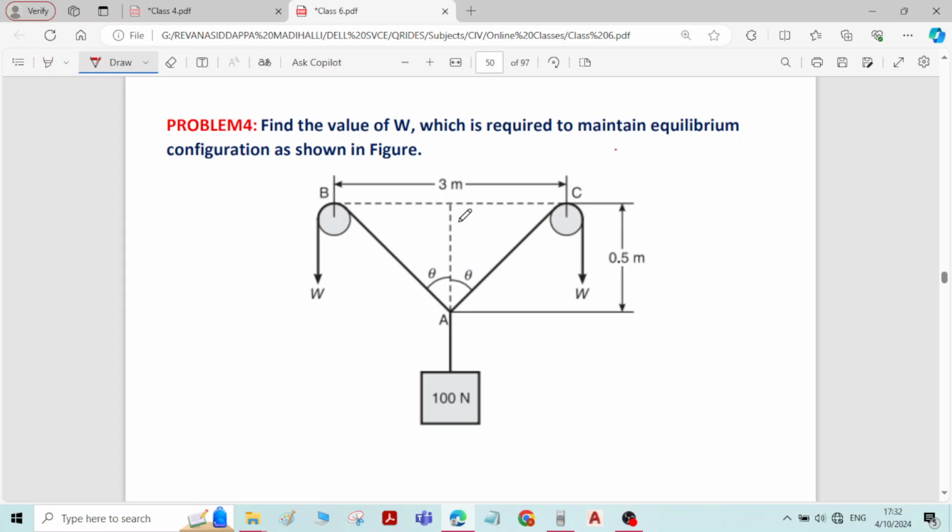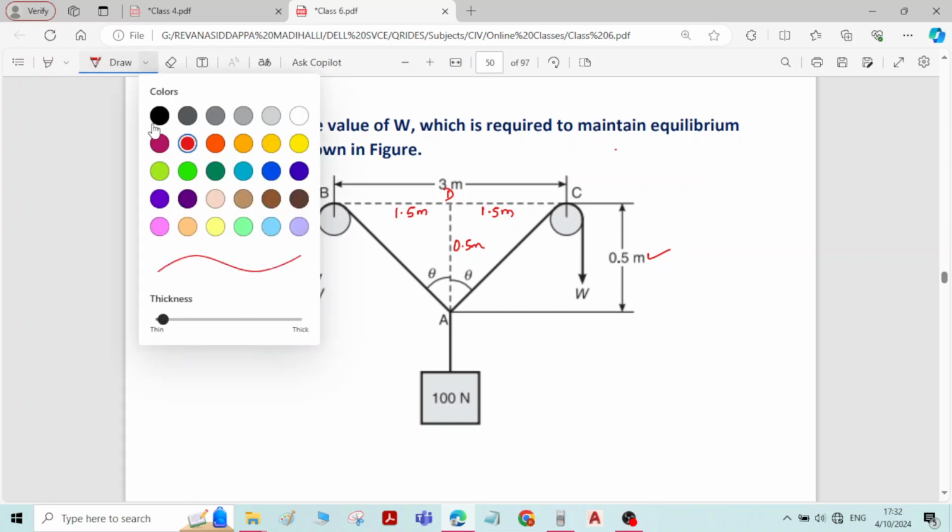Here the distance will be 1.5 meter. We have the angles theta and theta on both sides. If I take this as point D, the length DC and length BD will be equal, right? Here 1.5 meter, 1.5 meter, and this height is given as 0.5 meter. So here it is given, correct? Now you can find the angle theta.